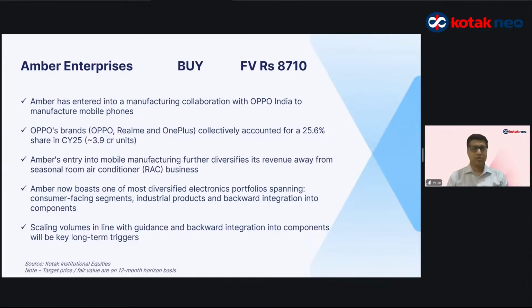Recently, the company also entered into a manufacturing collaboration with Oppo India to manufacture mobile phones. When we look at Oppo collectively, it accounted for almost 25-26% share in calendar year 25. So that's a big customer that they have added in the mobile phone segment. As we talk about how they're diversifying the revenue, this entry into mobile manufacturing will further diversify the revenue away from the room AC business.